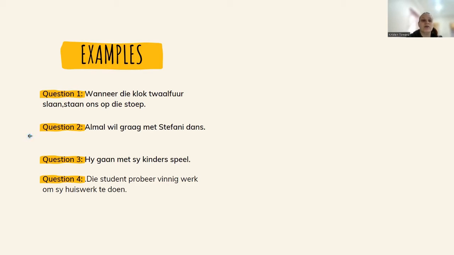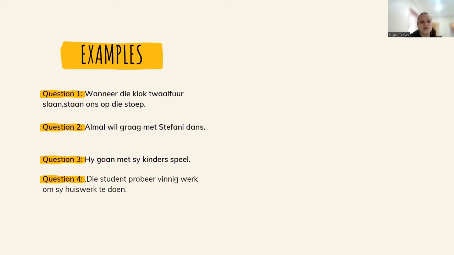So now we will say, almal wou graag met Stephanie dance. Then if we look at question 3, hy gaan met kinders speel. Ons skakelwerkwoord is gaan, because there's also speel. So, hy het met sy kinders gaan speel.